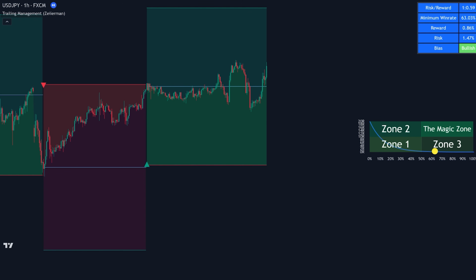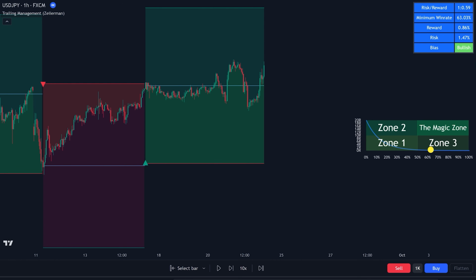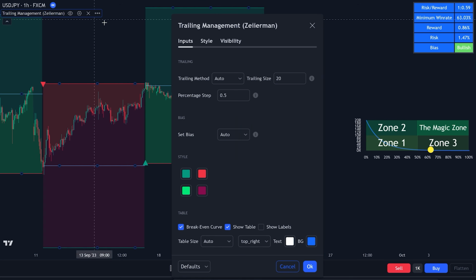Alongside the market bias, the presence of green and red triangles highlights bullish and bearish biases, respectively. These indicators guide traders on whether to adopt a bullish or bearish stance based on current market conditions. Now, let's delve into the other components of the Trailing Management Indicator by adjusting the settings.